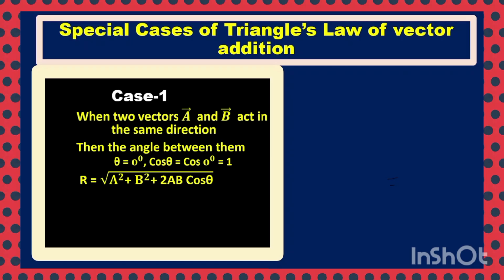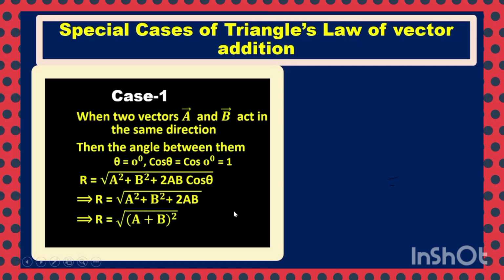In place of cos theta, you can write the value 1. So we shall get R is equal to square root of A square plus B square plus 2AB. And you know the formula of A square plus B square plus 2AB, which is A plus B whole square. So we can write R is equal to square root of A plus B whole square, and R is equal to A plus B. Thus, when the two vectors act in the same direction, the resultant vector is the sum of the magnitudes of the two given vectors.